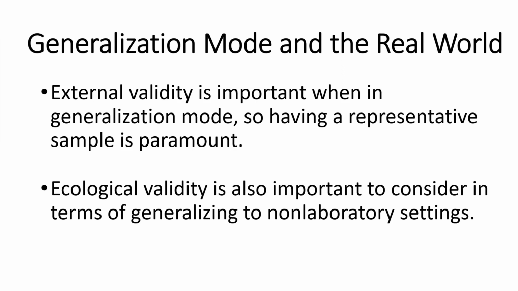For our generalization mode, because the goal is to generalize, they care very, very much about external validity. So when conducting research where generalization is your goal, you need to have a representative sample. You need to go out of your way to have a sample that is representative of the population that you want to generalize to. And we also have to consider ecological validity, how it applies to the real world, because you want to think about if your lab study actually could be applied to the real world.